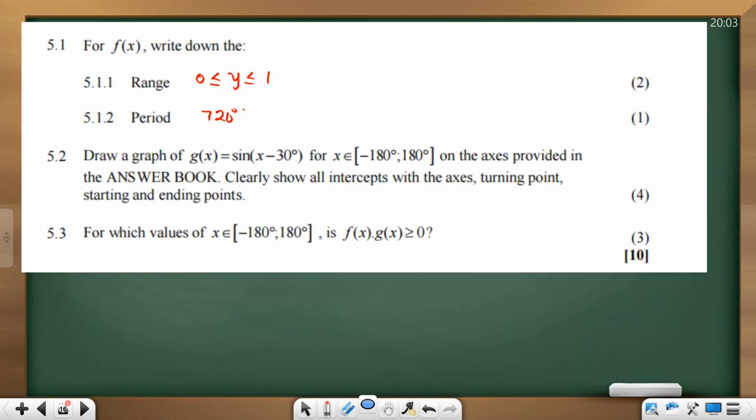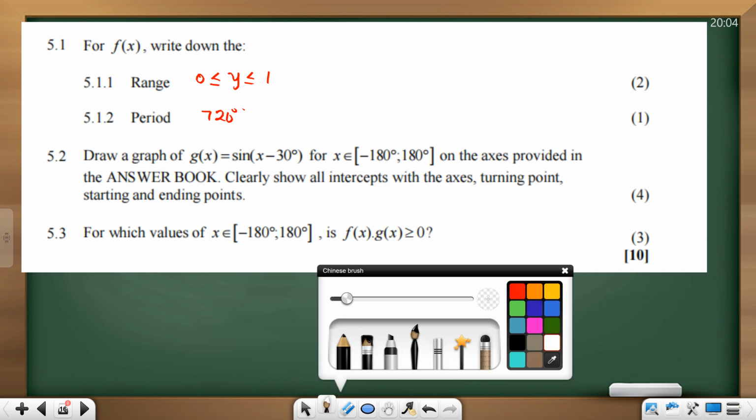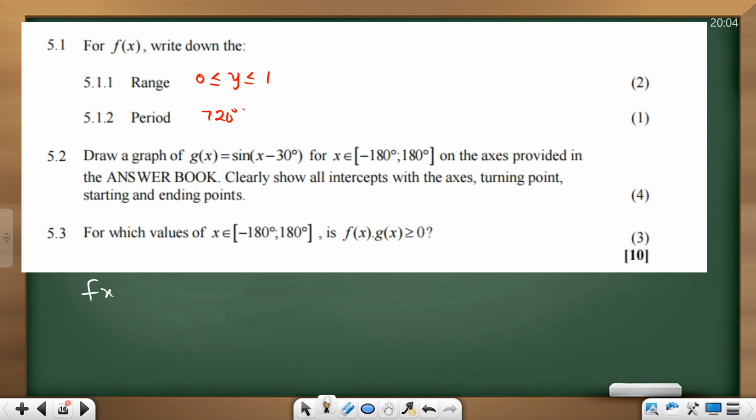Okay, 4 marks. For which values is f of x multiplied by g of x greater than or equal to 0? Let's answer that as we close, and I'll give you questions to do for me. We start from the right-hand side. Greater than or equal to 0 means positive. What are we looking for? Both of them being positive, both of them being negative, or either of them being a 0, because it says equal to 0.